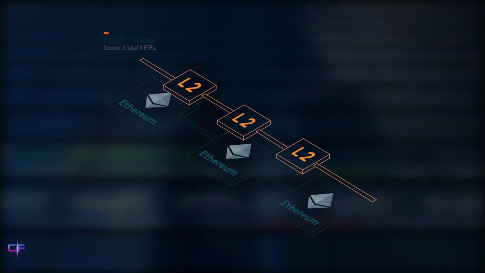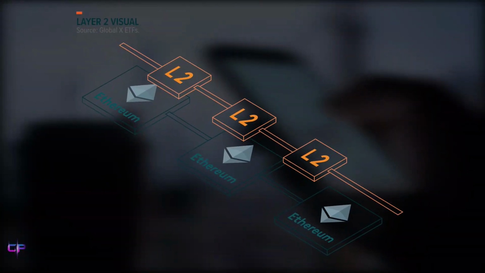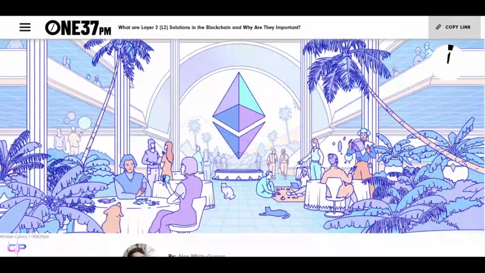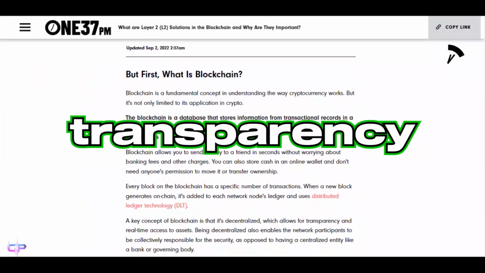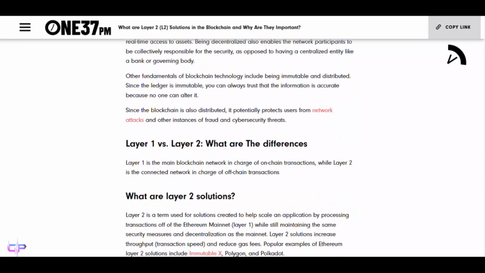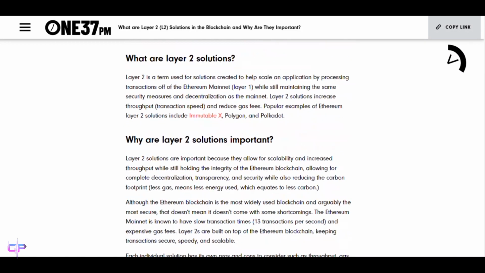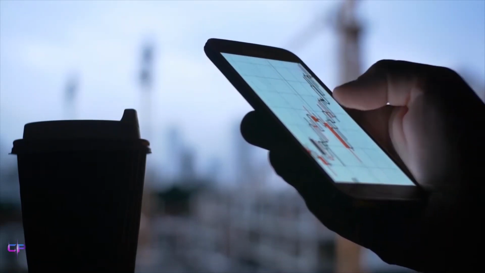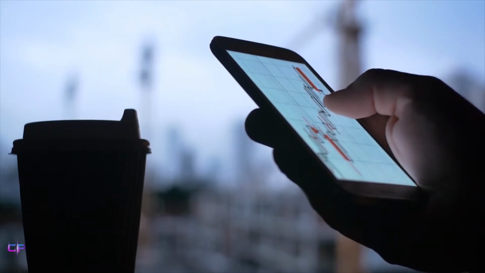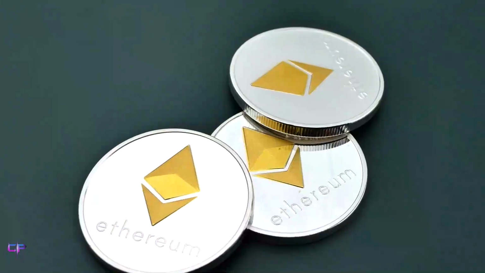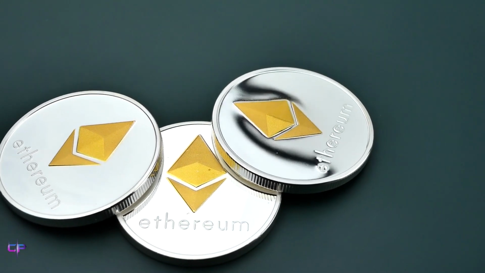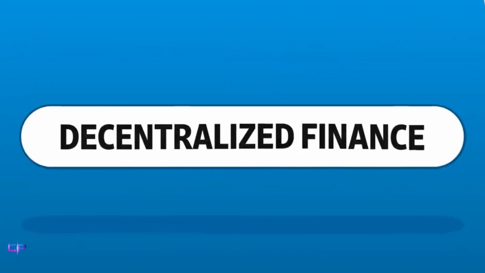A Layer 2 solution is a protocol that builds on the base layer of Ethereum to improve its scalability. The goal is to maintain optimal decentralization, transparency, and security while reducing the network's energy consumption and gas costs. On the other hand, Layer 2 solutions allow calculations and transactions to be executed outside the blockchain. Since their advent, Ethereum Layer 2 solutions have given a breath of fresh air to network platforms, especially NFT projects and DeFi applications that were suffering from heavy congestion.